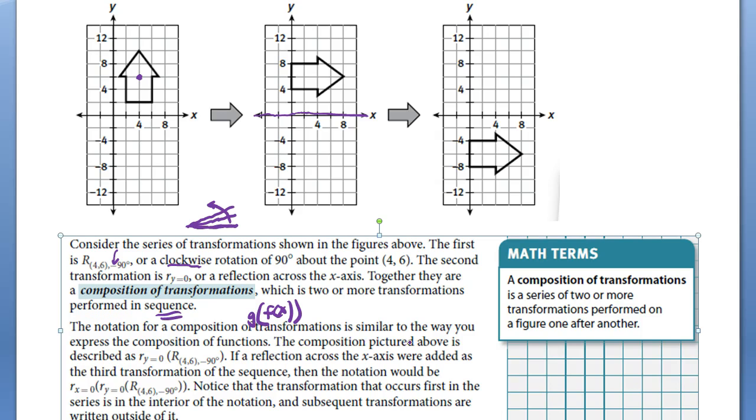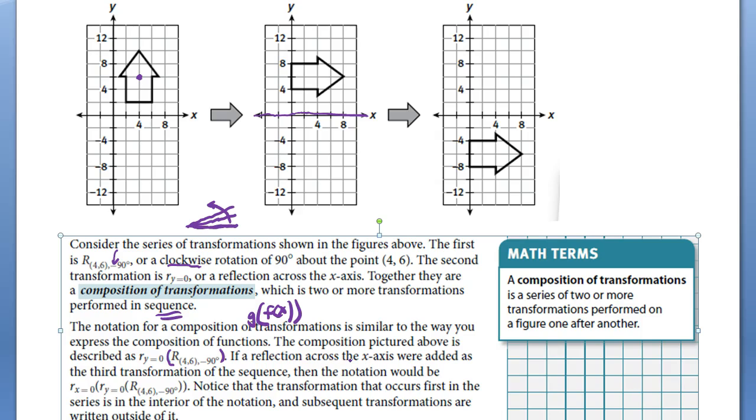The composition pictured above is described as the reflection over the line y equals 0 of a negative 90 degree rotation around the point 4, 6. So it's like this rotation is put in parentheses and then the reflection is applied, kind of like how the f of x is put in parentheses and then function g is applied.